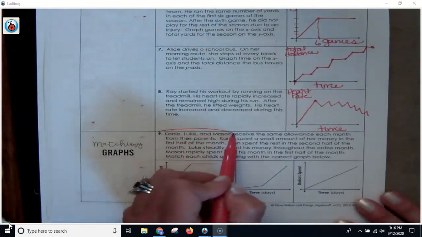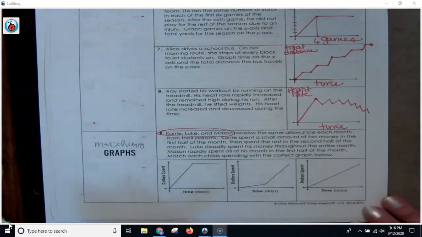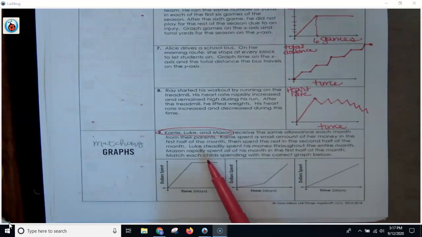So we've got Katie, Luke, and Mason. What do these actually say to that? Pause the video. Figure it out. Which one is going to be Katie, where you spend a small amount of money in the first half and then the rest in the second half? Luke steadily spent his money throughout the entire month. And Mason, who spends a lot of his money at the beginning and then kind of slows it down. Which one is which?